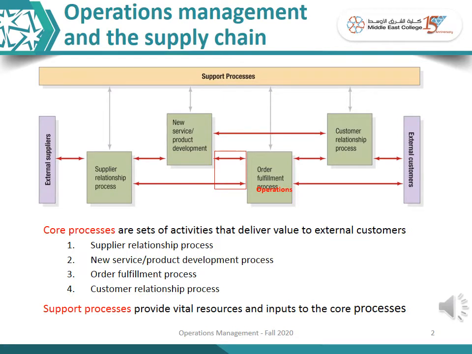Operations management and supply chain. There are core processes, which are a set of activities that deliver value to external customers, such as the supplier relationship process, which is the process planned and managed in order to manage the interactions with outside parties that supply goods or services to the organization.